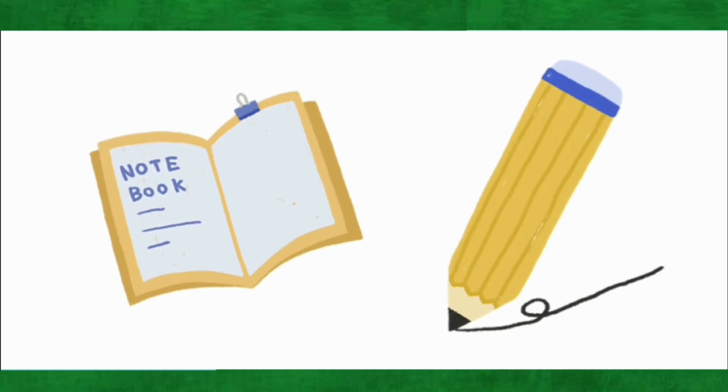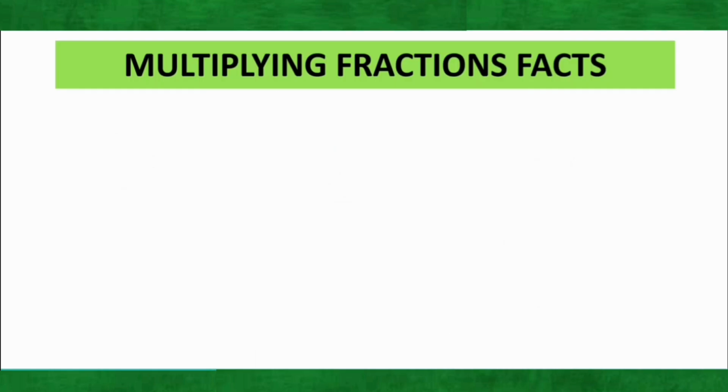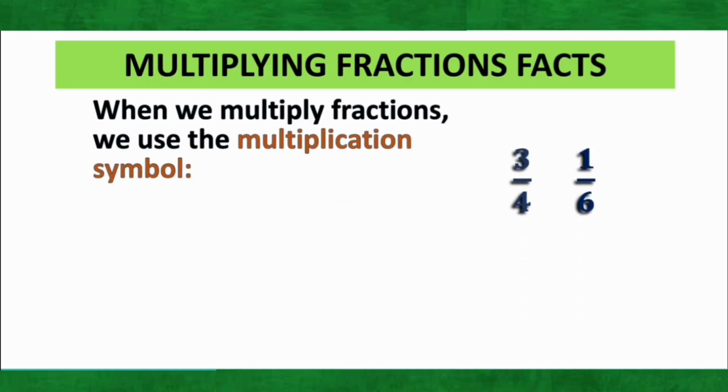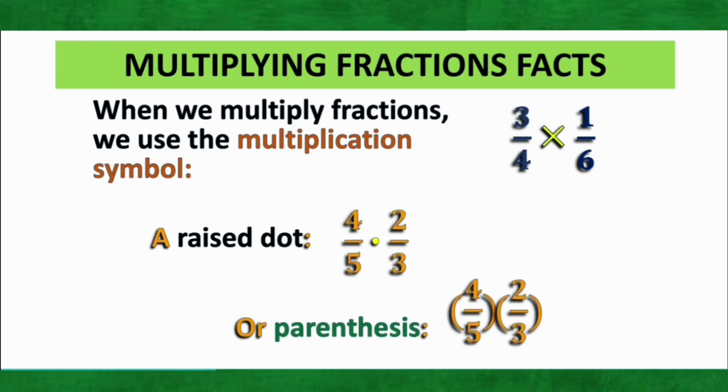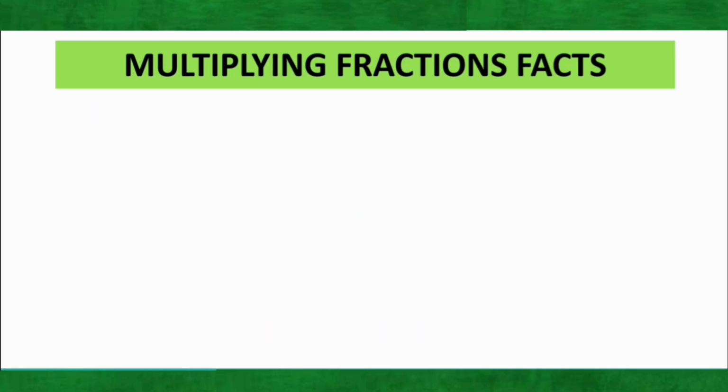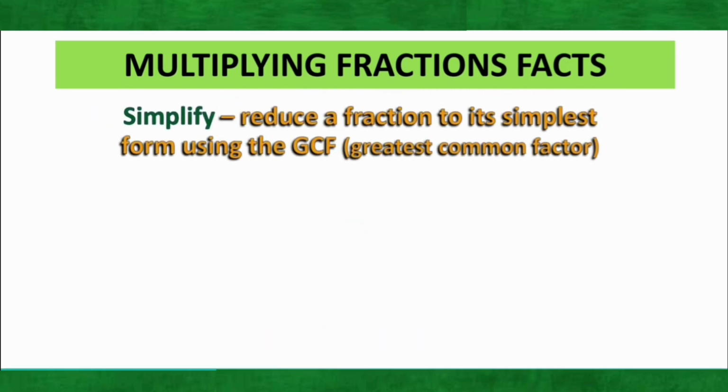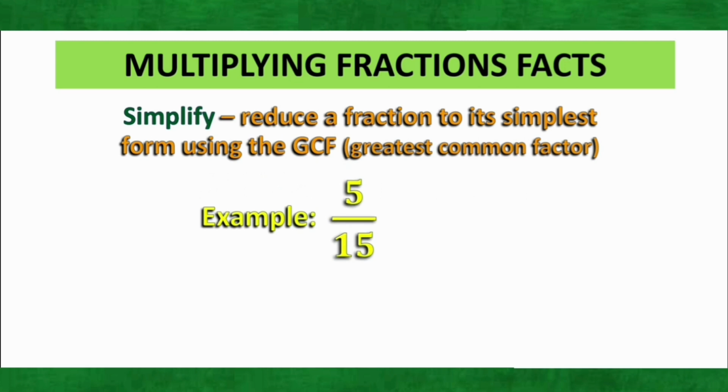Now let us have multiplying fractions facts. When we multiply fractions, we use the multiplication symbol, or parentheses. Next, we have simplify. It means to reduce a fraction to its simplest form using the GCF, or the greatest common factor. Let's have an example.